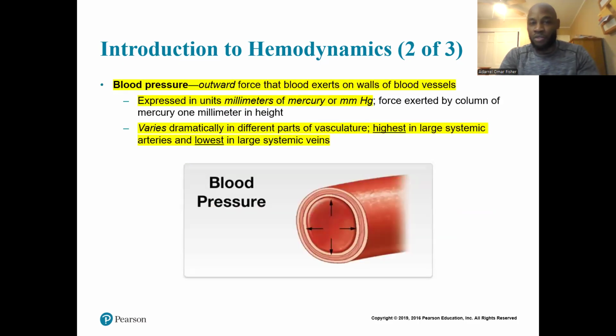Blood pressure is just the outward force that blood exerts on the walls of the blood vessels. I'm sure everybody has heard the term blood pressure. We measure it in millimeters of mercury, and it can vary drastically. Obviously, it's highest at the heart and it's lowest the further you are away from the heart, right? So in the systemic arteries, it's going to be highest, and in the systemic veins, it'll be lowest, right? Because they're further away from the heart, right?